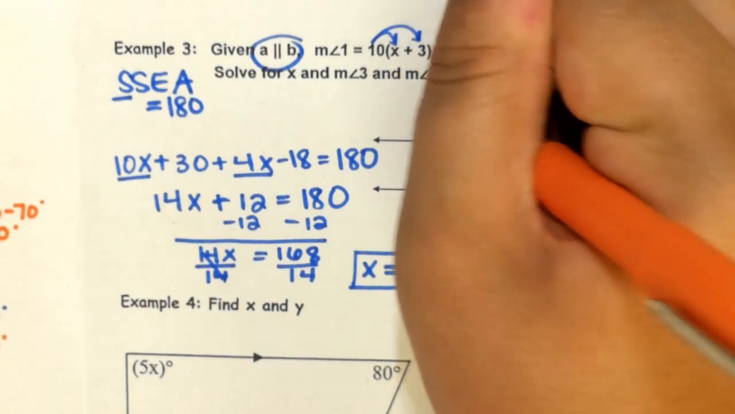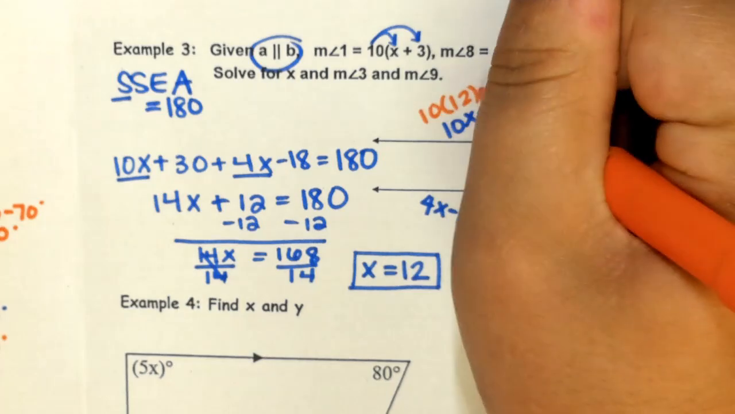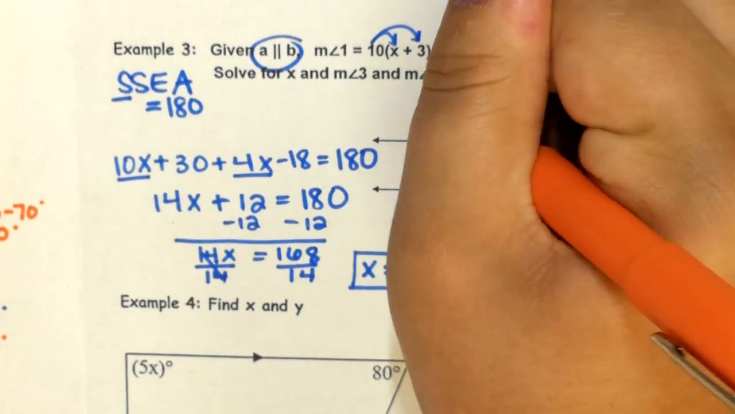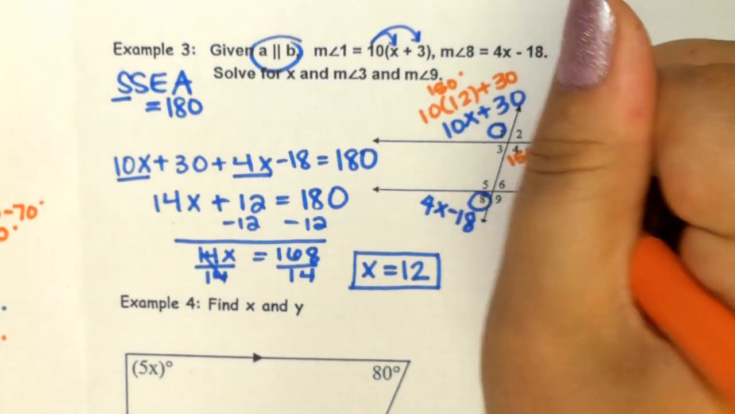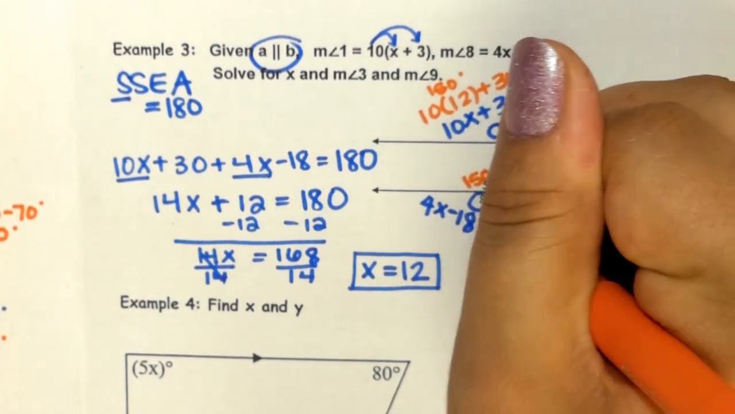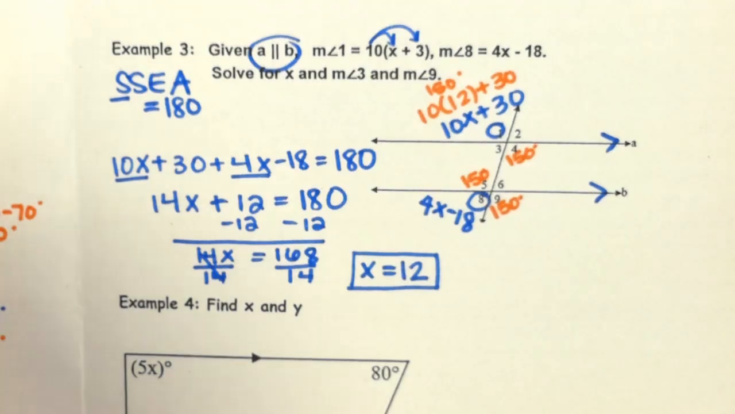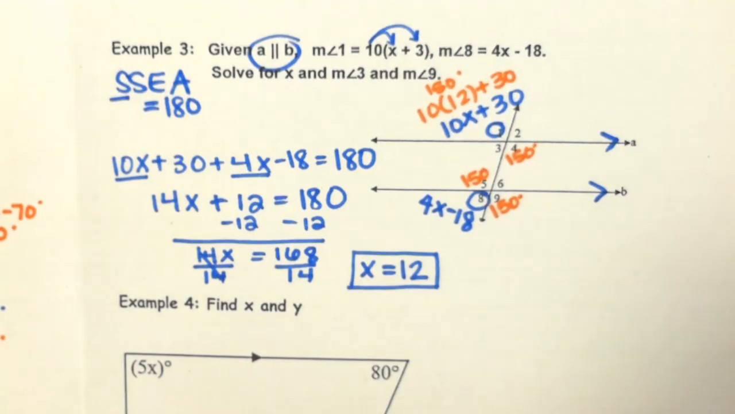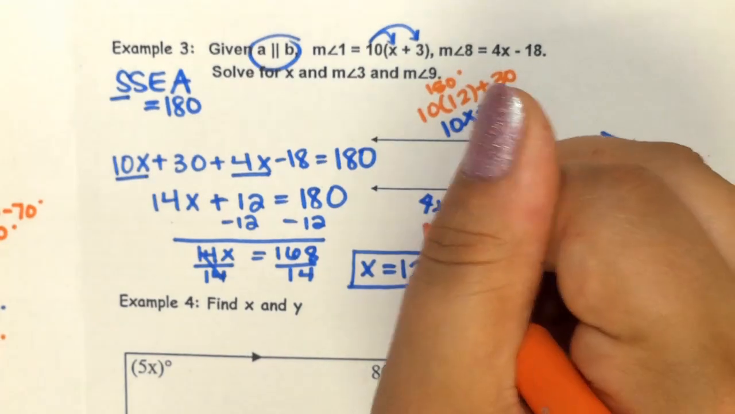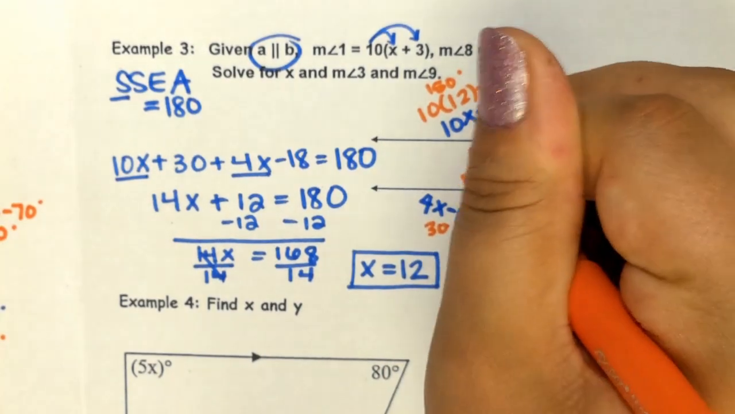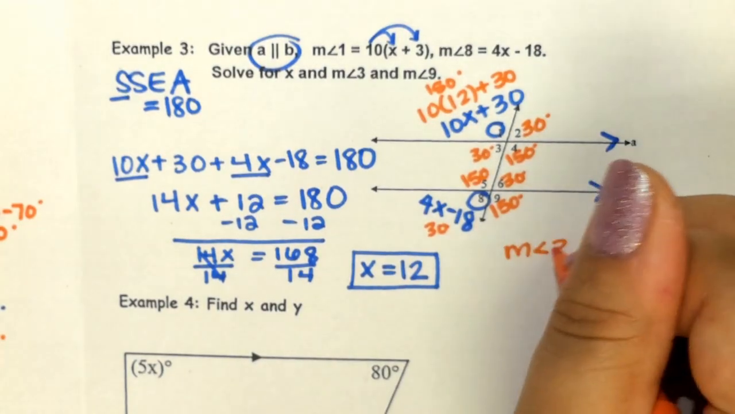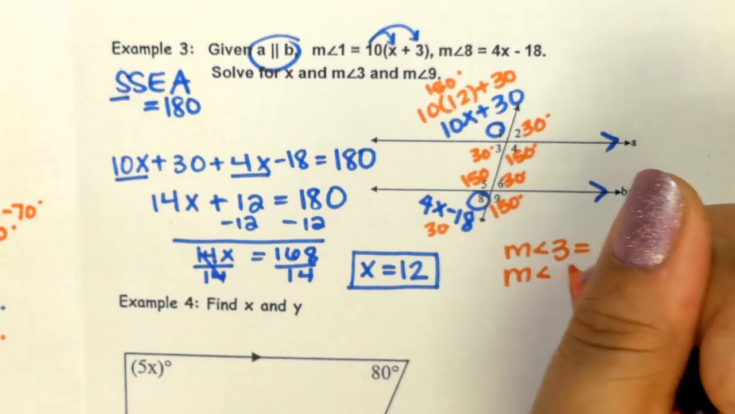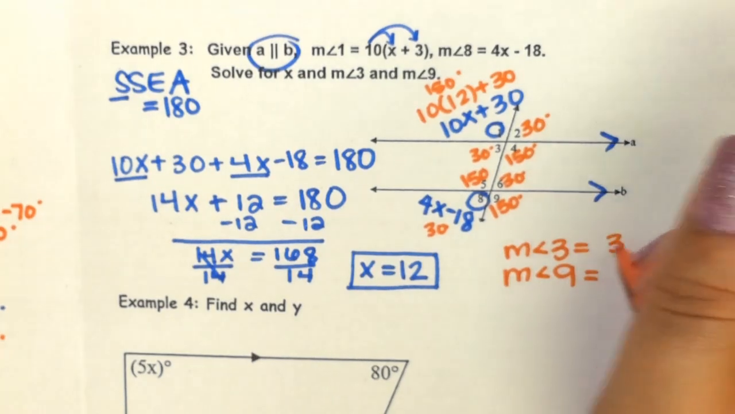So what is 10 times 12? Plus 30? So if angle 1 is 150, do you agree all of them in that spot, the corresponding and vertical angles, are all 150? What's the other angle? 30. And what is it asking for? So what is angle 3? What is angle 9?